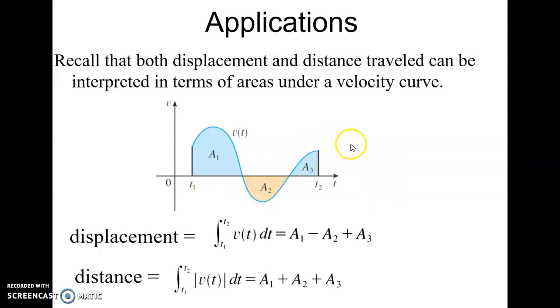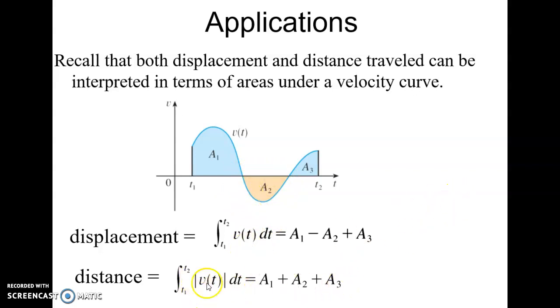So the displacement, or in other words, where it ends up from where it began, is given by the definite integral. The distance it traveled, however, is A1 plus A2 plus A3. In other words, it traveled this amount plus this amount plus this amount. And we take this as a positive value, the part that is below the x-axis.